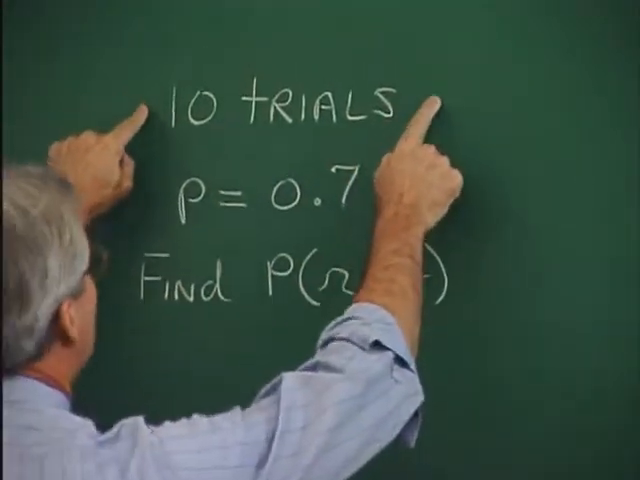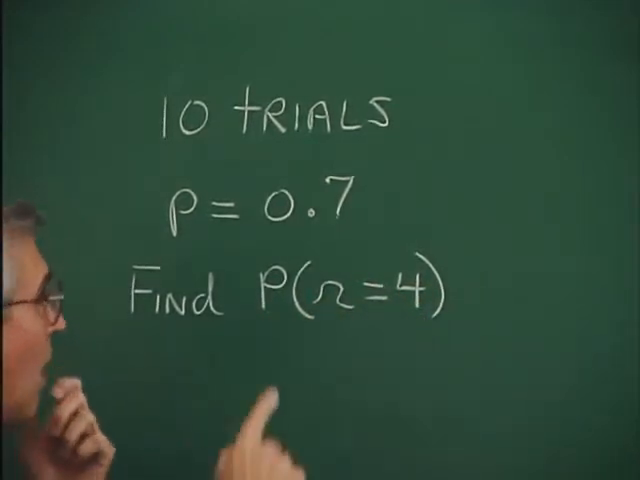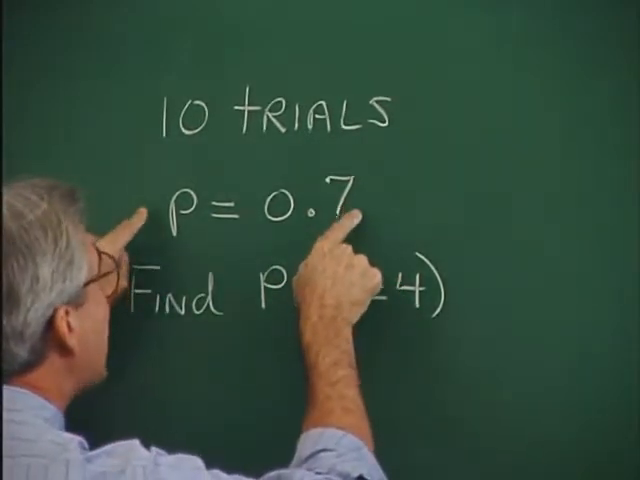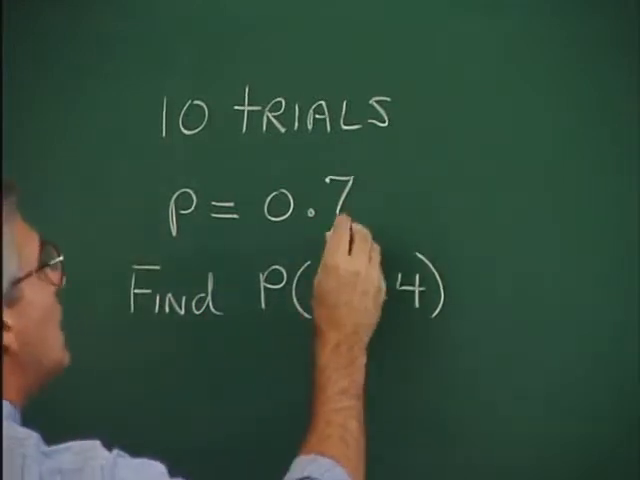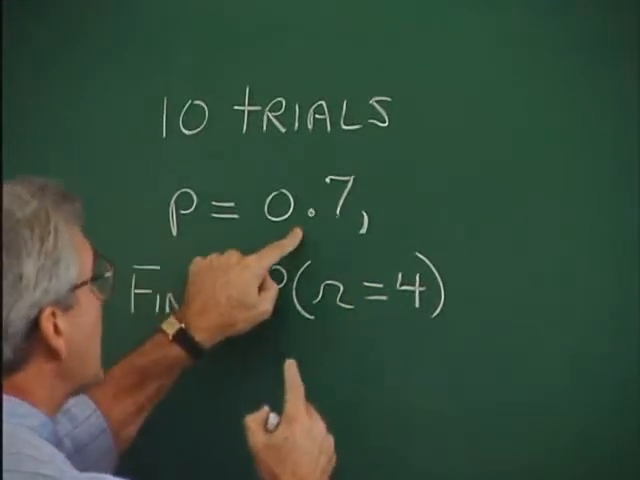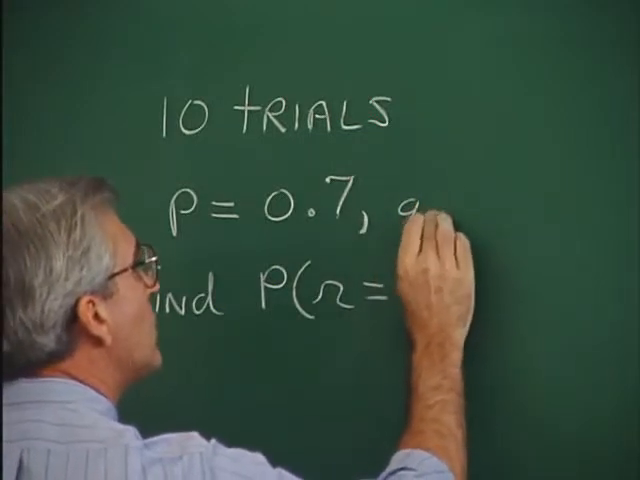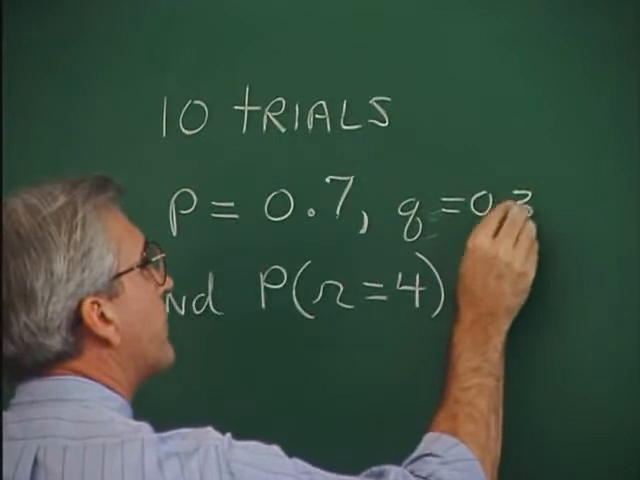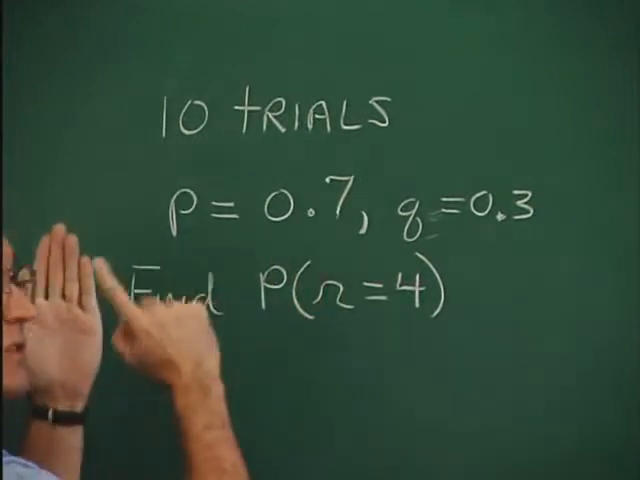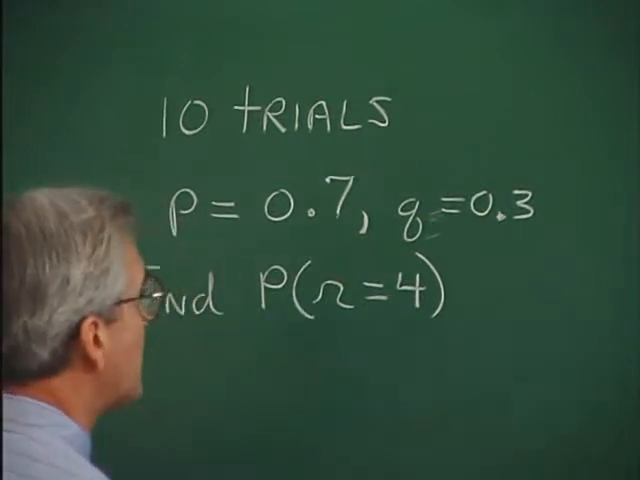Let's suppose we have 10 trials, P is 0.7, and we want to find the probability of R being 4. Remember, R is the number of successes, so R is equal to 4. If P is 0.7, what is Q? We know P plus Q is 1, so Q is 1 minus P. 1 minus 0.7 is 0.3, so Q is 0.3. P is the same as big P of S, the probability of success. Q is the probability of failure. That's just to get the notation straight.